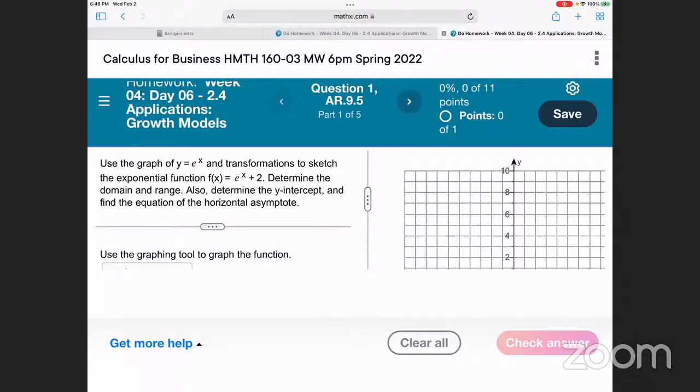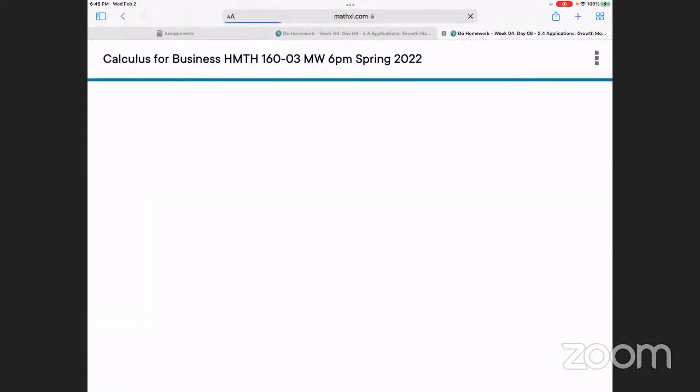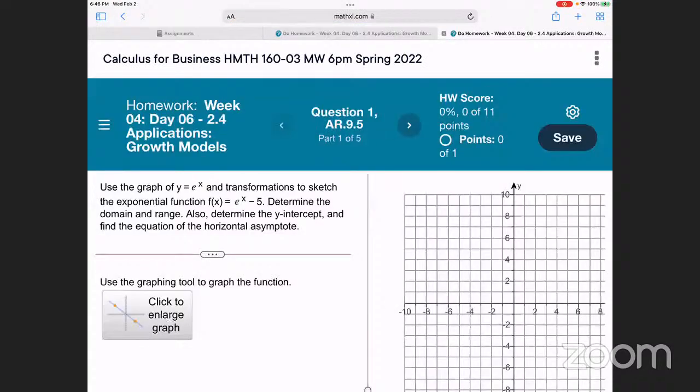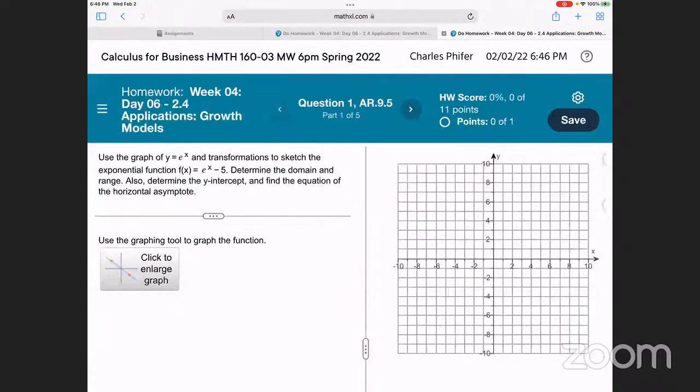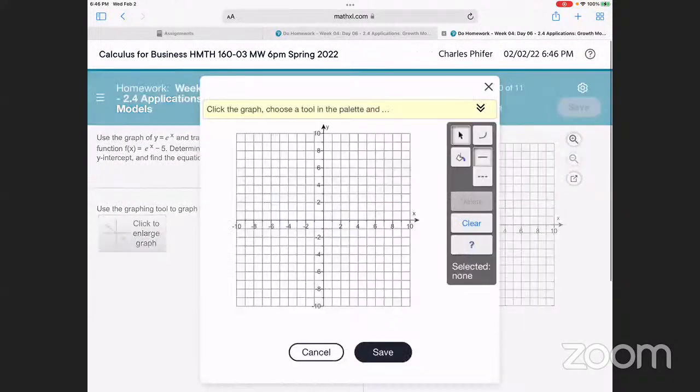It says use the graph of e and transformations to sketch the exponential function that you see here. Determine the domain and range, and also determine the y-intercept and find the equation of the horizontal asymptote. Okay, let me zoom out some. Oh, nope, I hit the wrong button. Darn it. We're probably going to get a different one, but that's okay. We hadn't started yet. Okay, let me zoom out one more. We're going to click to enlarge the graph.